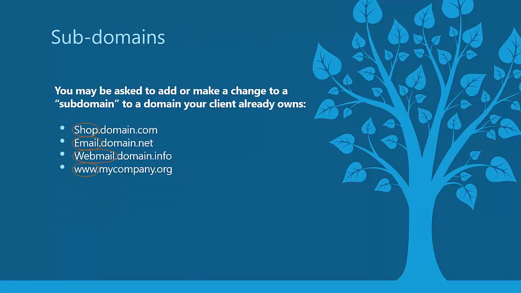Now, subdomains. If you look over on the right, you'll see there's a tree with branches, and that's a really good metaphor for what these are for. So you can own a domain and then create unlimited subdomains. For instance, one you've probably seen often is shop.domain.com or email.domain.net, webmail, and then again that www.